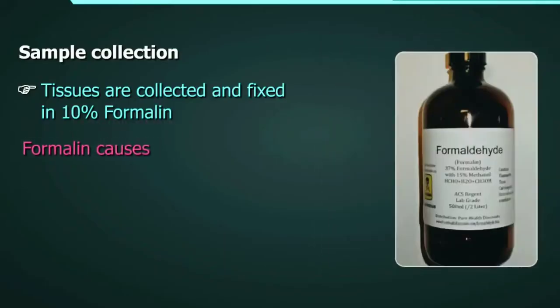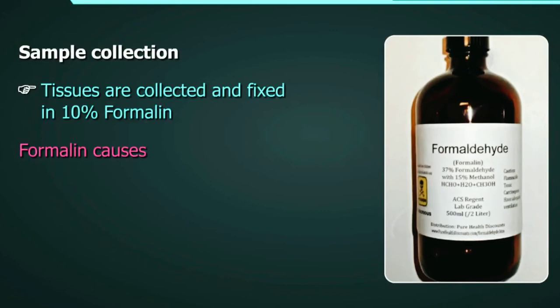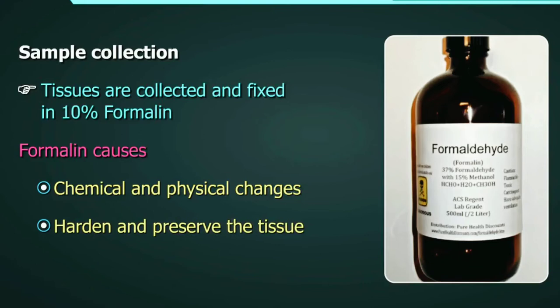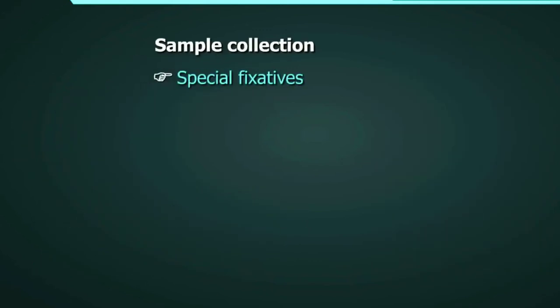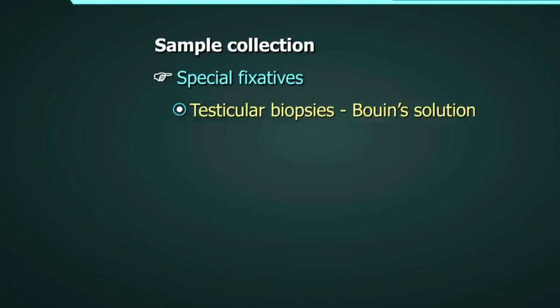Formalin. Formalin will slowly penetrate the tissue, causing chemical and physical changes that will harden and preserve the tissue and protect it from degeneration. Few tissues require special fixatives. For example, testicular biopsies fix better in Bouin's solution.